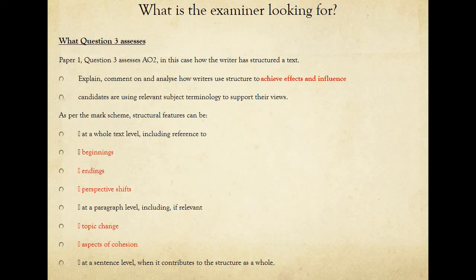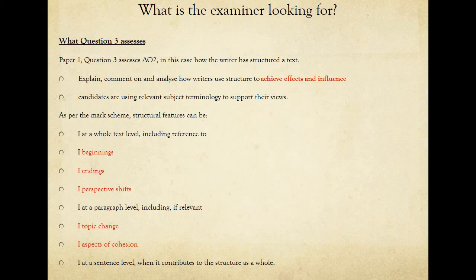Where do we get the shift? Why do we get the shift? How has the shift been introduced? What effect does it have? And what influence does it achieve? And then your third paragraph is to do that for the end. Go and look at the ending, okay?